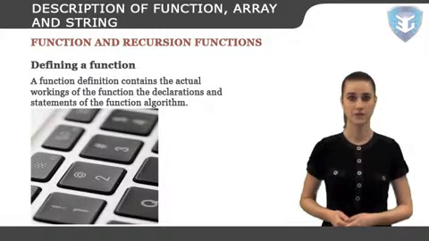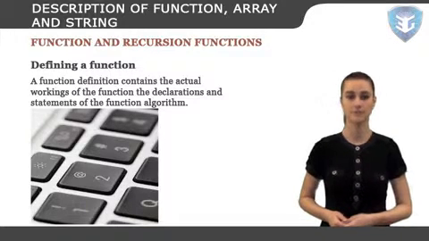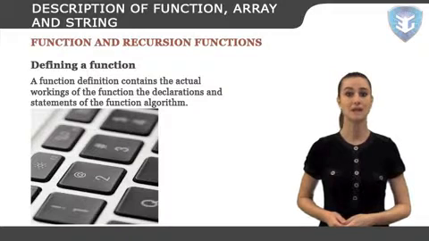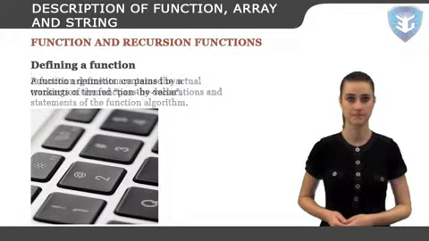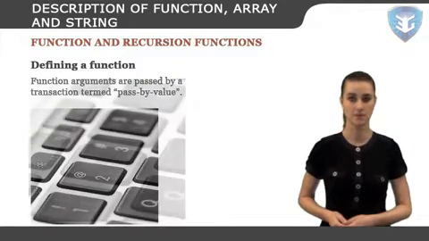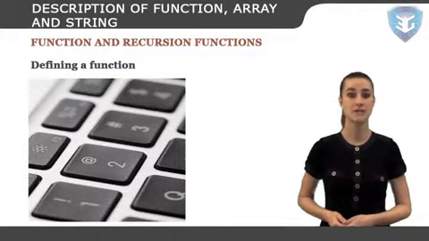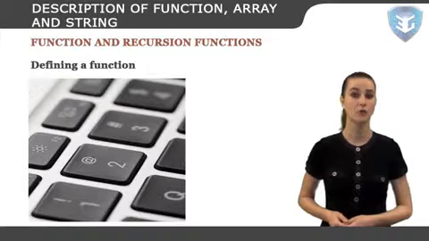Defining a function. A function definition contains the actual workings of the function, the declarations and statements of the function algorithm. The function is passed a number of input parameters or arguments and may return a value, as specified by its interface definition. Function arguments are passed by a transaction termed pass by value. This means that the function receives a local copy of each input variable, not the variable itself. Thus, any changes made to the local variable will not affect the value of the variable in the calling function.